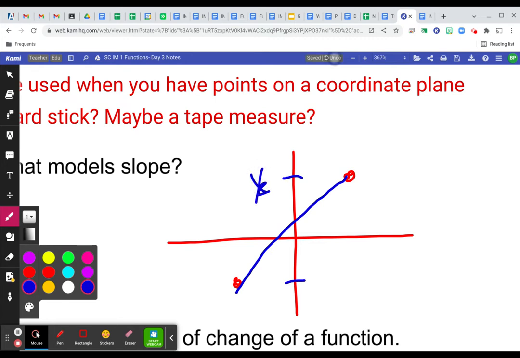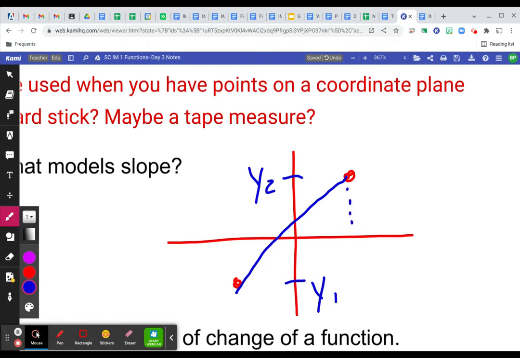Let me clean that up a little bit. It's a little messy. Let's say that has a y value of y2, and this has a y value of y1. Let's be a little more specific here. So this point right here would have a value of x2. How do we get to this point from the origin? We would go right x2 and up y2. So that's going to give us a coordinate pair of x2, y2, right?